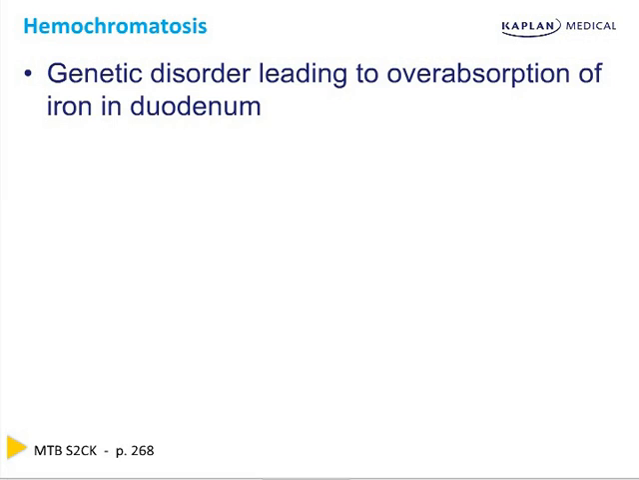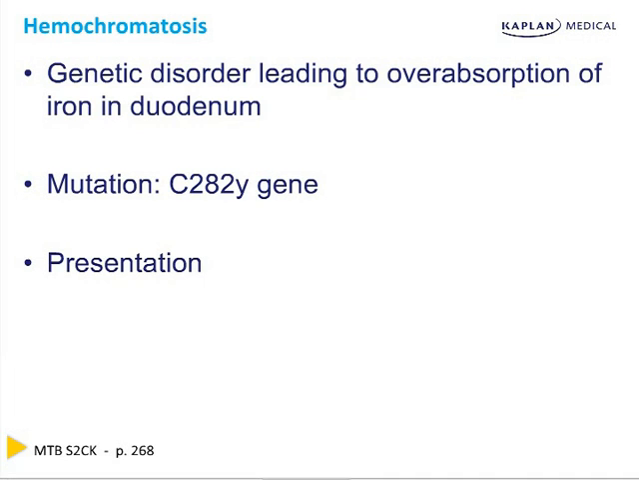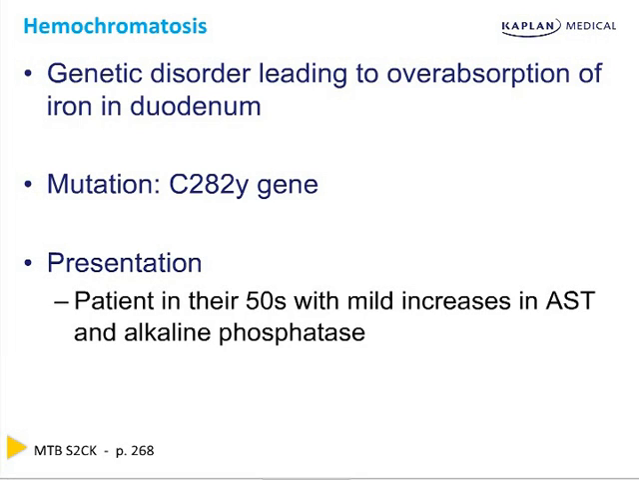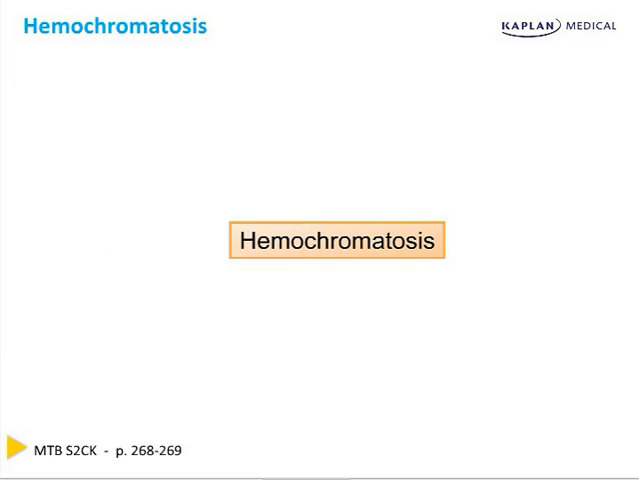Hemochromatosis is a genetic disease leading to the overabsorption of iron in the duodenum. It's a mutation in the C282Y gene. Patients will present in their 50s with mild increases in AST and alkaline phosphatase. Hemochromatosis has a variety of clinical manifestations.